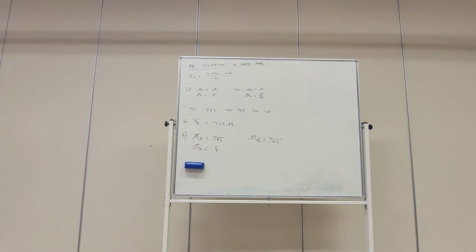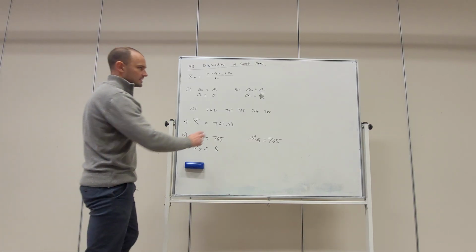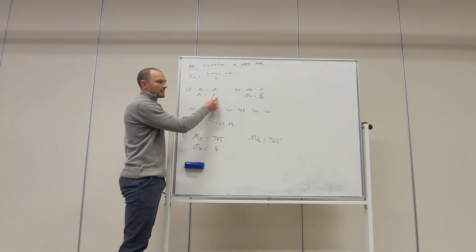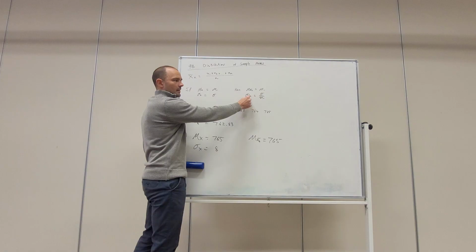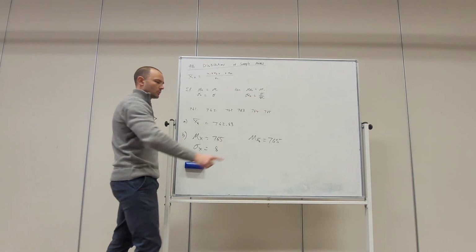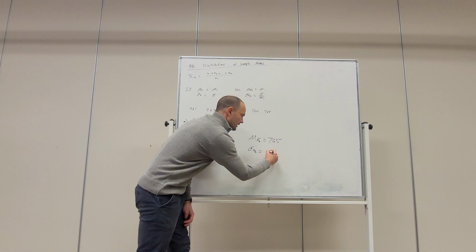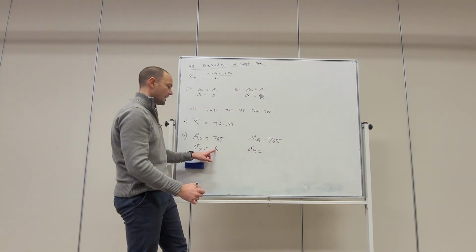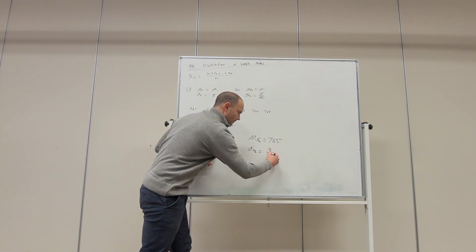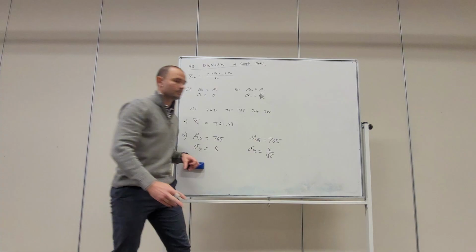The second part says find the standard deviation of x̄6. If the standard deviation of x is sigma, well, the standard deviation of x̄n is sigma divided by the square root of n. So the standard deviation of x̄6 is going to be the standard deviation of x, which is 8, divided by the square root of 6.